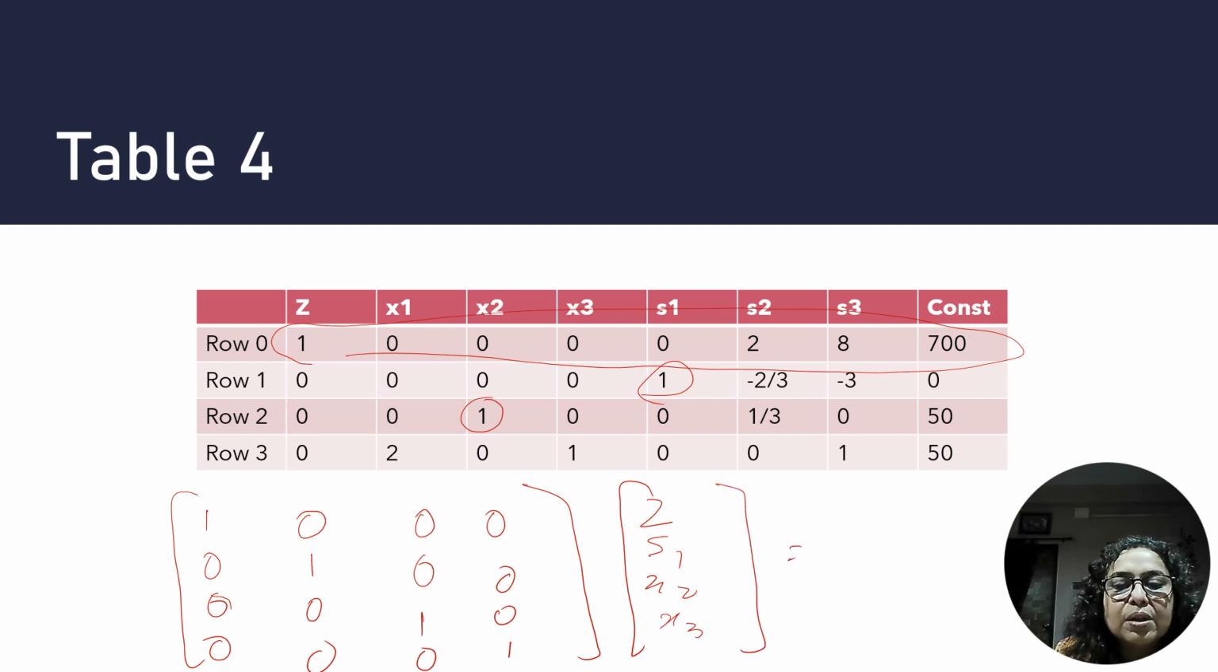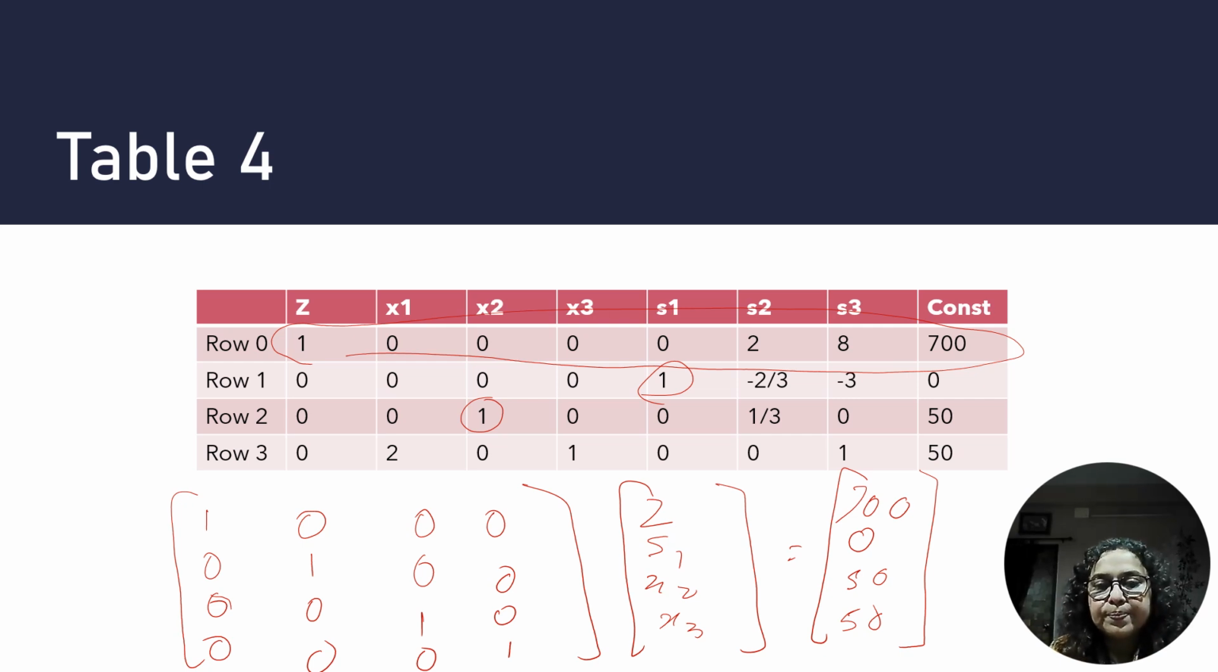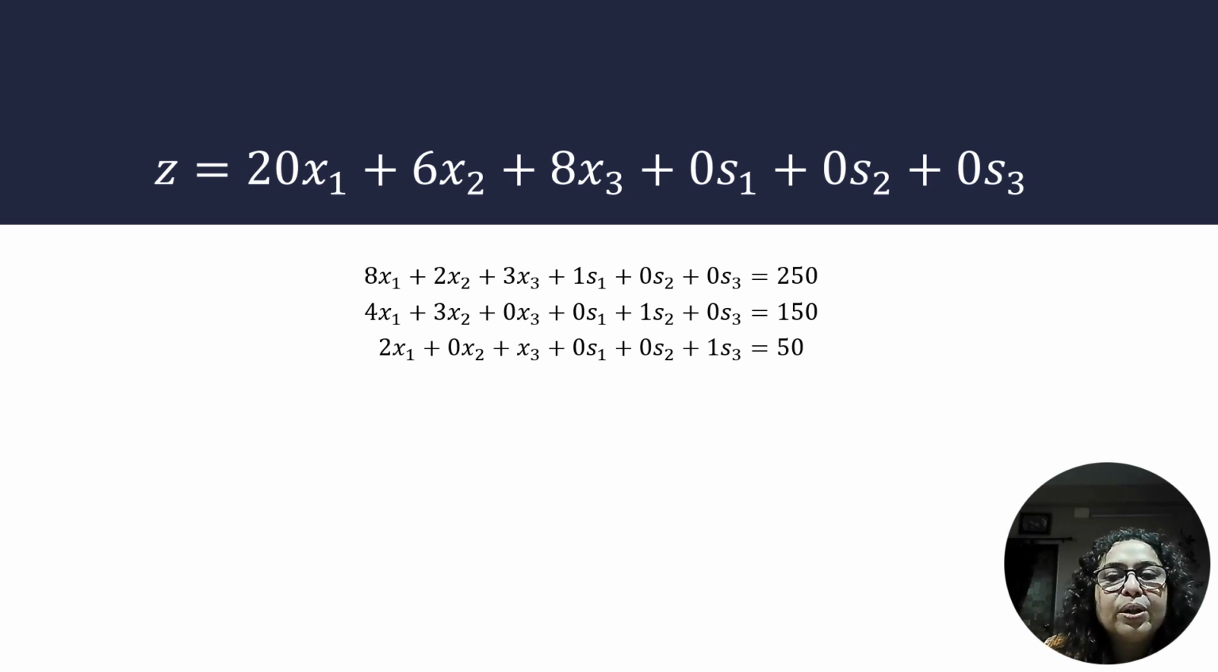I have 700, then I have 0. Then I have 50. Then I have 50. So here I can see Z is equal to 700. X1 is equal to 0. X2 is equal to 50. X3 is equal to 50, to have this objective function.